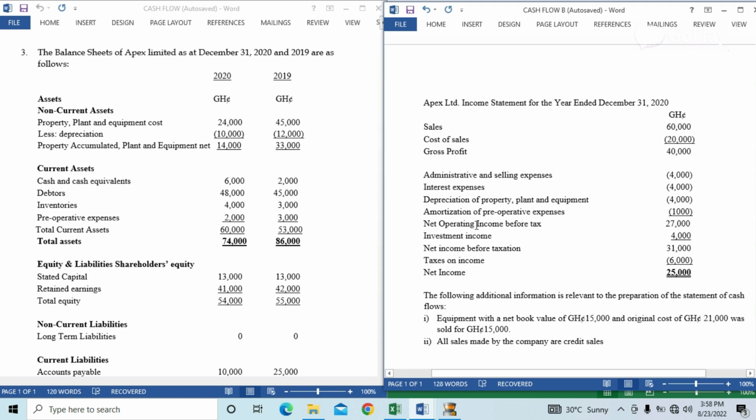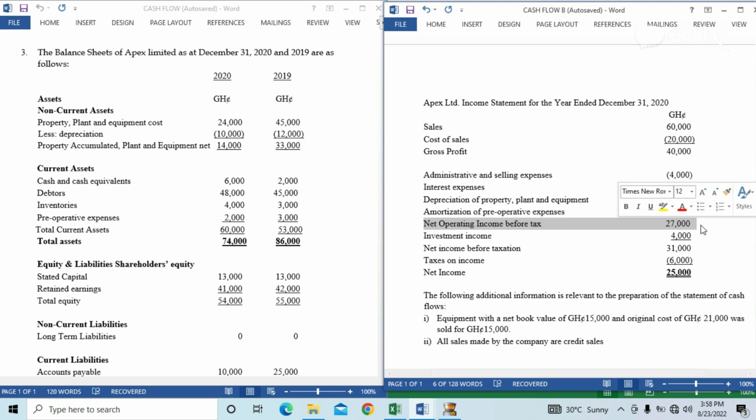The net operating income before tax. That's what this one starts with. Some people start with the net income after tax. But here I'm going to start with the net operating income before tax so that the tax element will show. So this is where you need to start from.